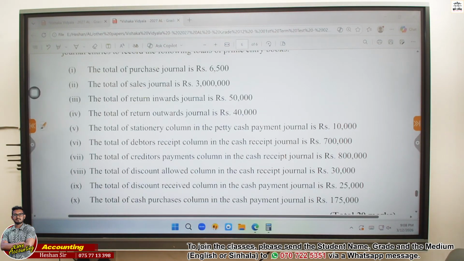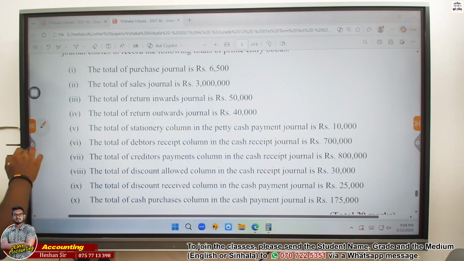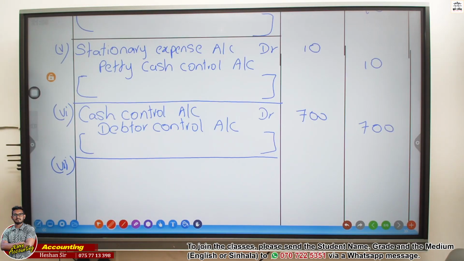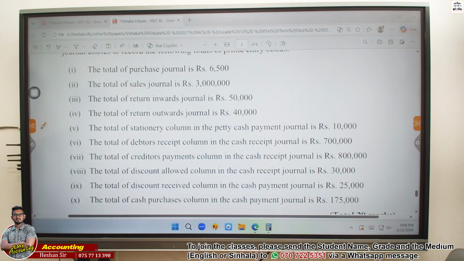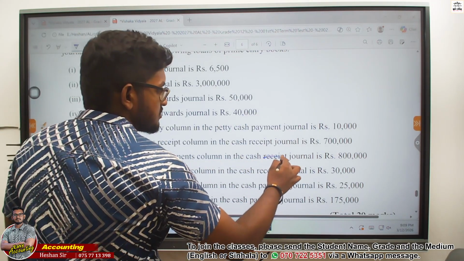Number 7. The total of the creditor payment column in the cash receipt journal is 800. So creditor control account debit. Now there is a matter. Number 6 we are done. In number 7 there is a matter: the total of the creditor payment column in the cash payment journal.